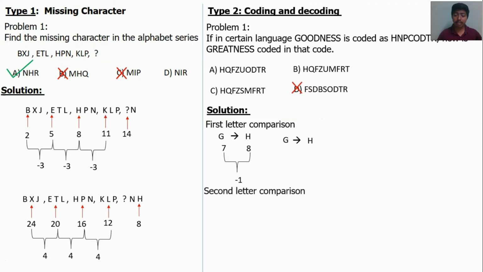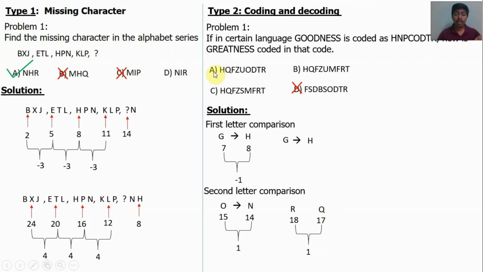Compare the second letter. The second letter O is coded by N. The position of O is 15, and N is 14, so the difference is 1. The same difference should be in the given. R is coded. The position of R is 18. The difference should be 1, so if it is 17, then only the difference will be 1. The position 17 is Q. The second letter of R should be coded by Q.